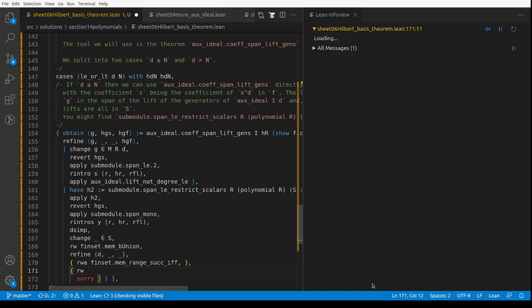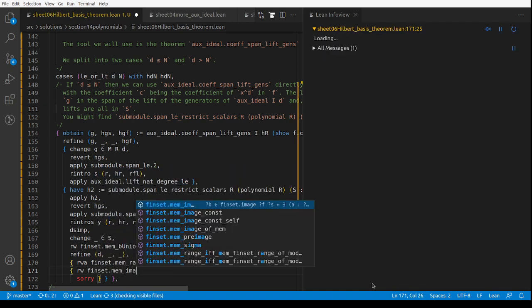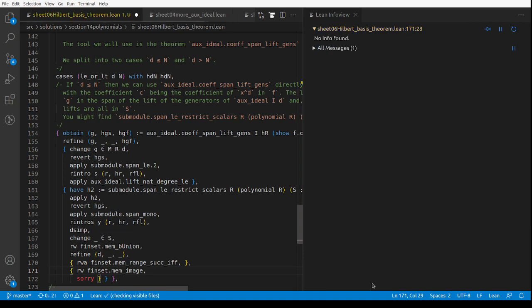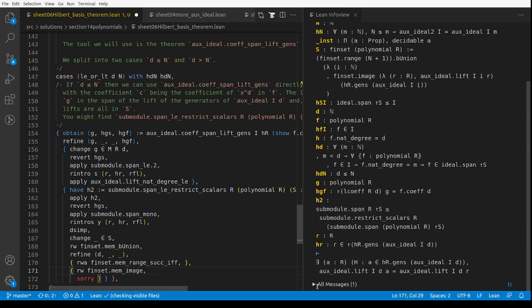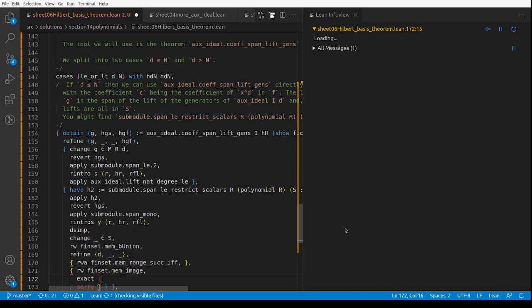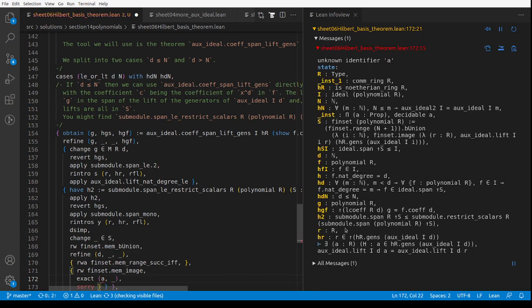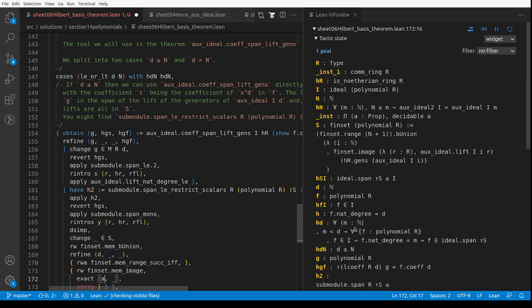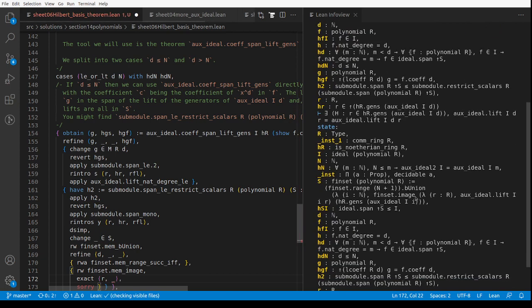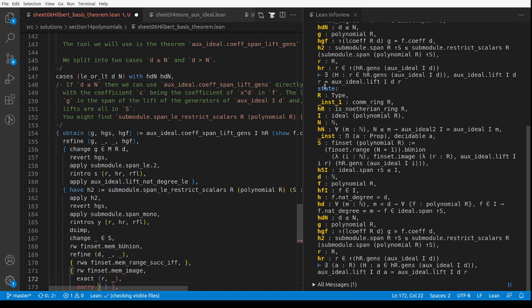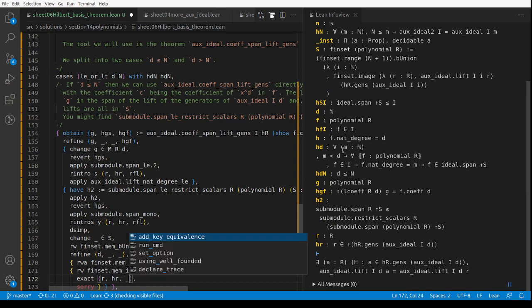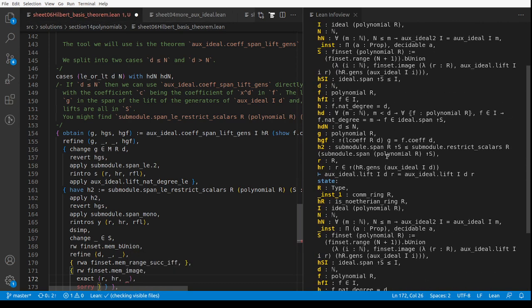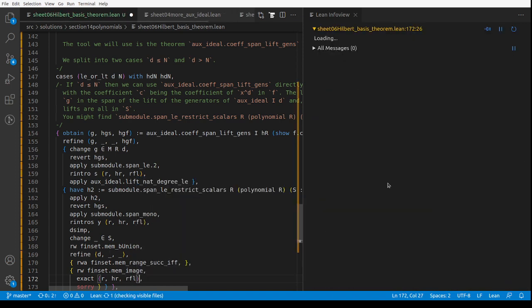Oh, so do I need to rewrite Finset.mem_image or something? Yes, now it's an exists, and it's going to be A, right? So it's going to be exact A something. No, sorry, R. And now I've got to prove that R is in the generators, which is HR. And now I've got to prove that something equals itself, so that's REFL. And that is the end of the proof.